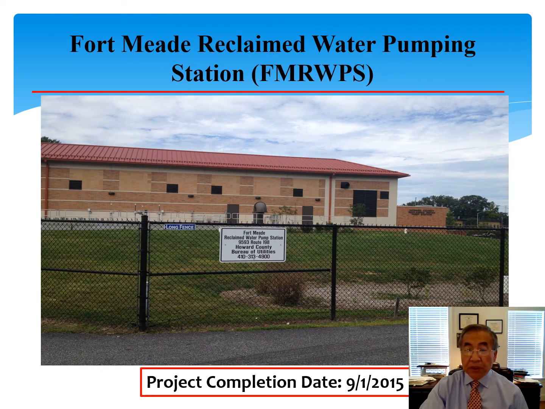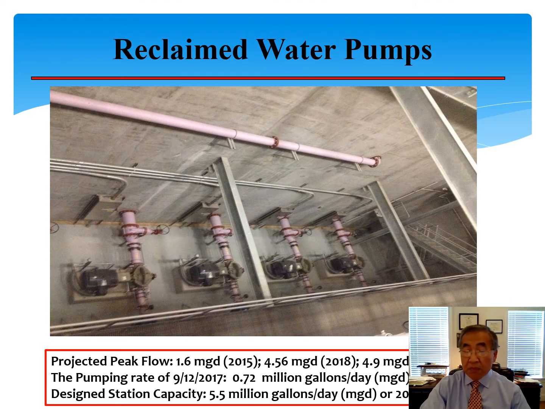This is a picture taken when I visited them in 2017. This is the pumping station for reclaimed water. Its construction was completed on September 1st, 2015, 5 years ago. Inside the pumping station building, there are 5 reclaimed water pumps. Their capacity is 5.5 million gallons per day. In the initial period, because the buildings are still being constructed, they are using a small amount of reclaimed water, until the ultimate flow of about 5 million gallons per day.